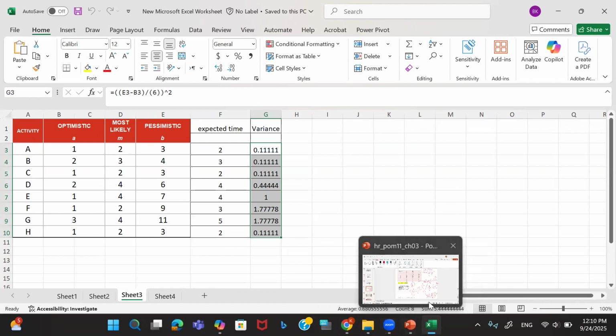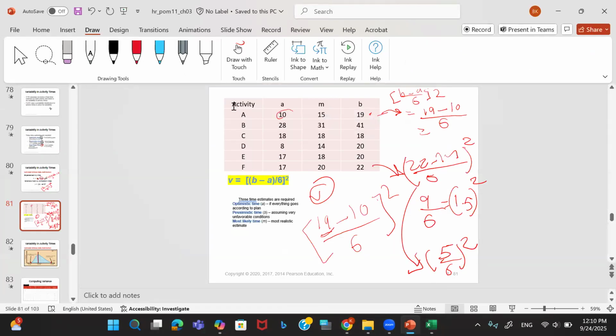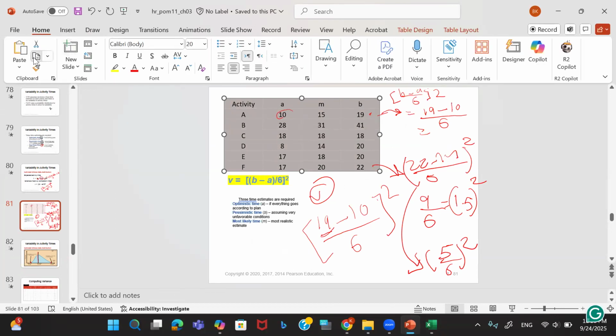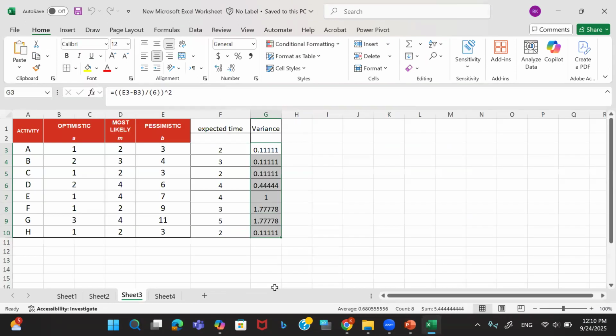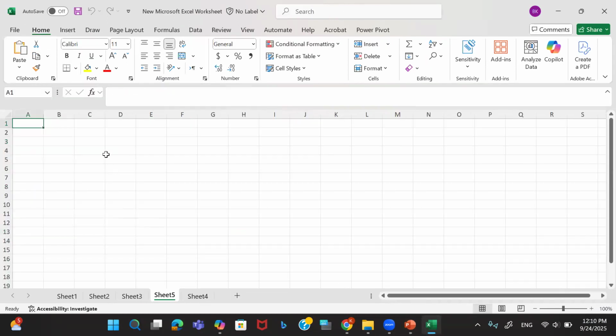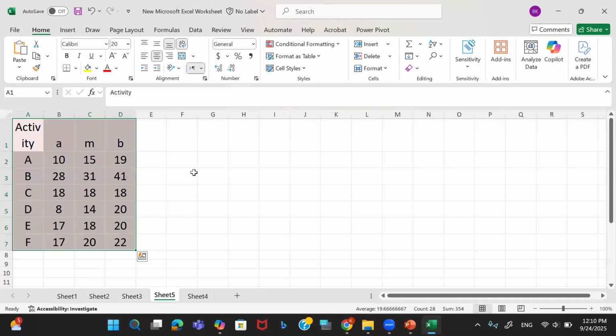But we can copy this data, take it to Excel, paste it here. Okay.